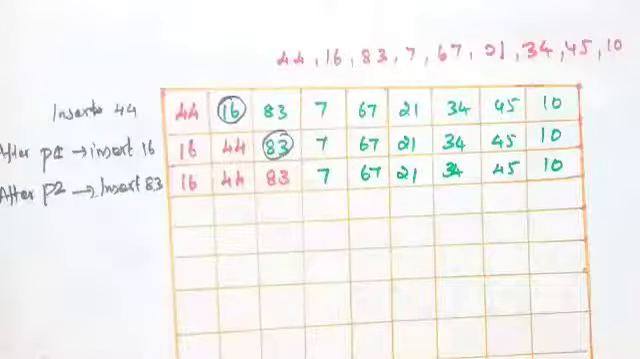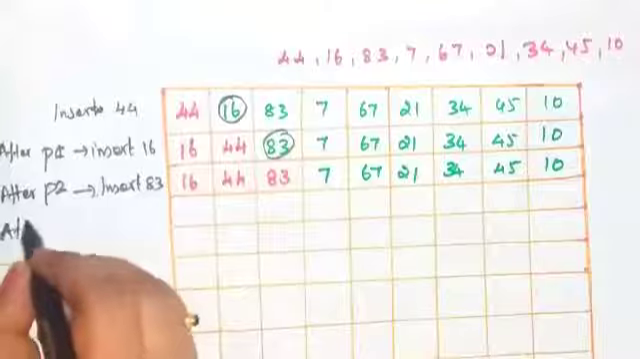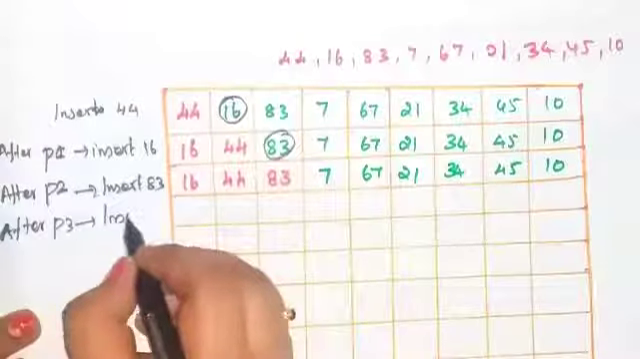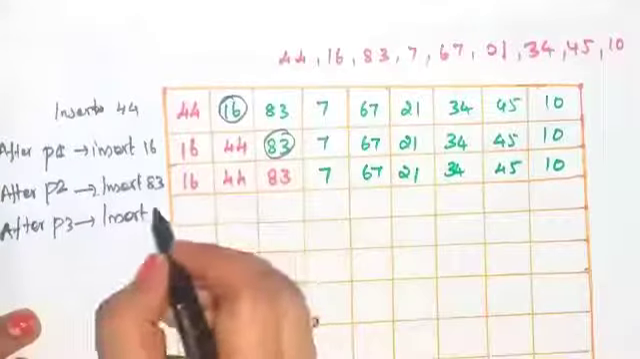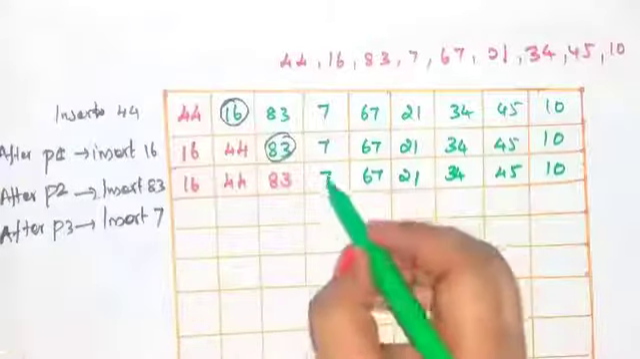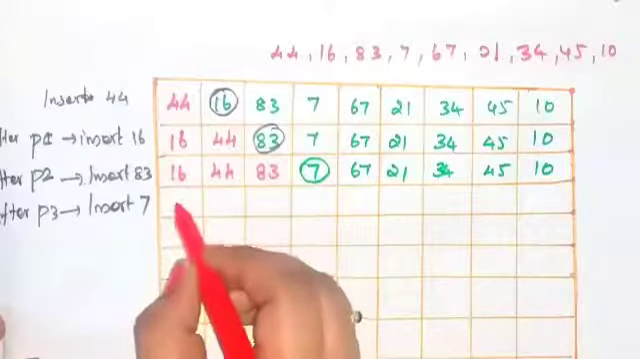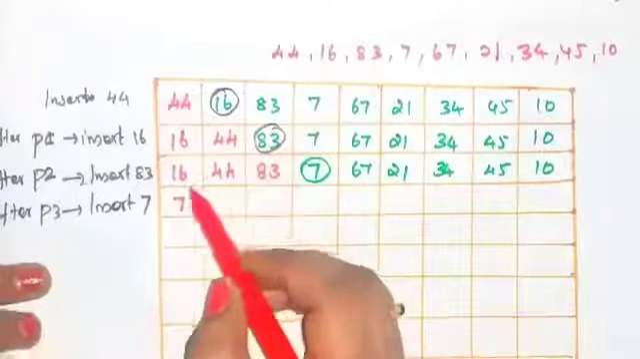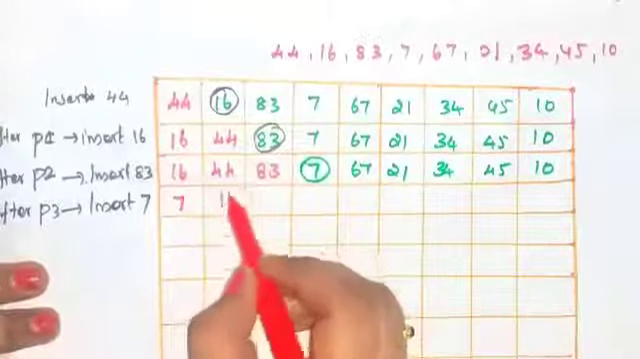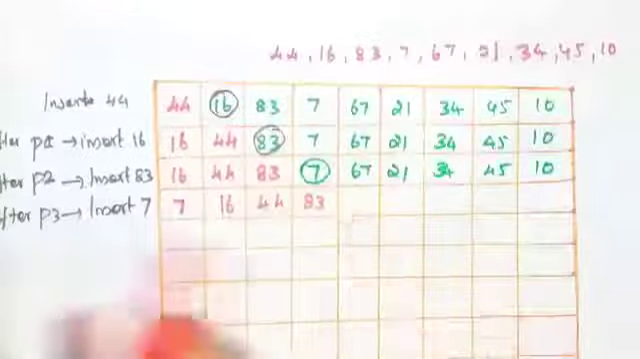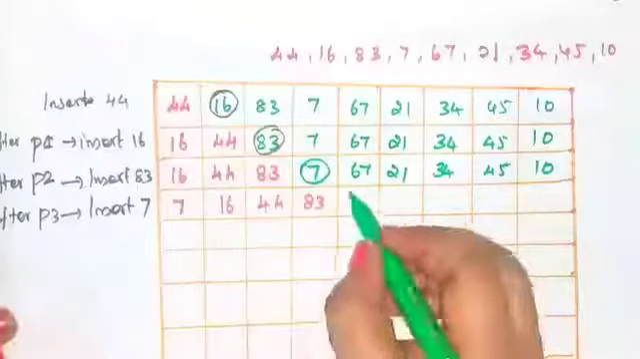So this is pass 3. After pass 3, insert the next element. What? 7. Insert this element. So compare which one is smaller. 7. Okay, 7 here, and shift the other elements: here 16, here 44, here 83. So write the remaining elements.